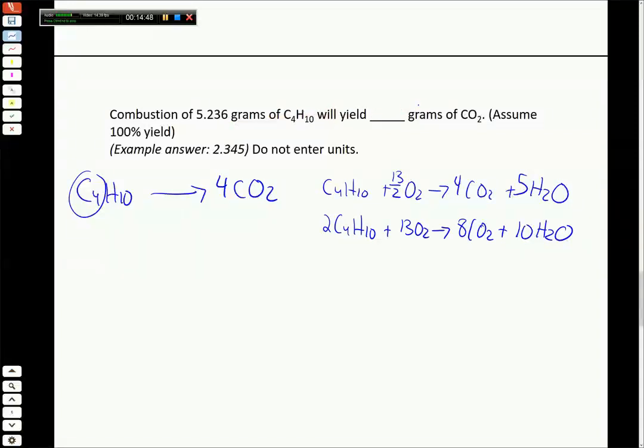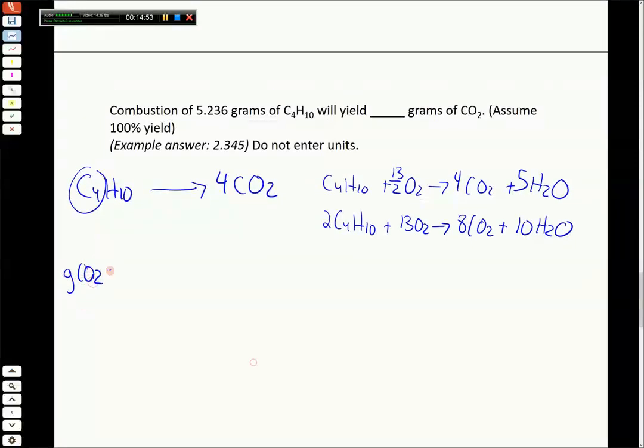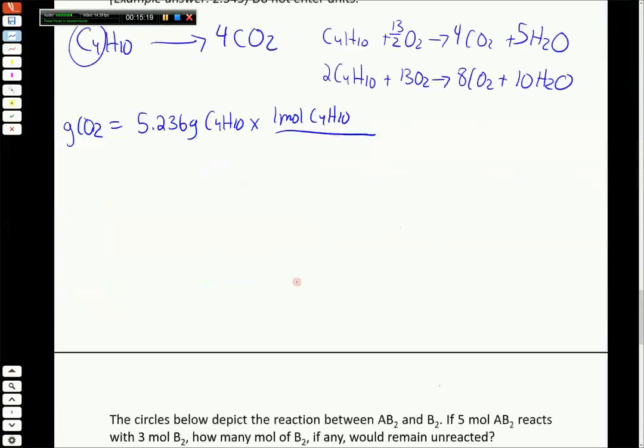of CO2 will we get? So we're looking for the mass of CO2. We have 5.236 grams of C4H10. And like I said, in the stoichiometry problem, we should convert to moles first, so we'll use the molar mass to get moles of that substance. So we need the molar mass, which is 4 times carbon plus 10 hydrogens. So the molar mass for this is around 58.12.